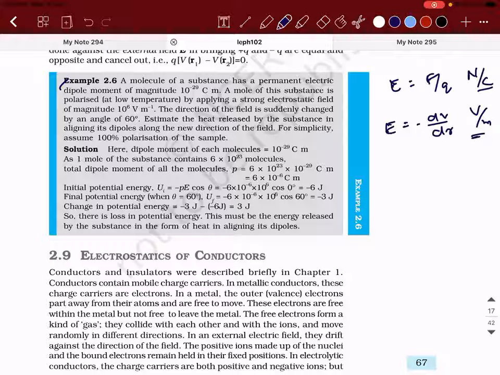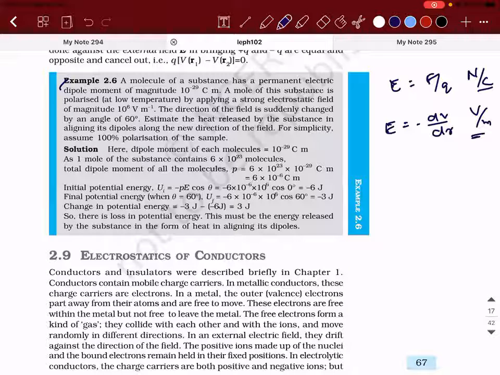For simplicity, assume 100% polarization of the sample. Okay. So let's not worry about polarization in this problem. So they are asking, estimate the heat released. What is the meaning of this? Why is there heat getting released in the first place? Because there is some work being done on the dipole due to the electric field. So when this is happening, it is going to release heat. And that's what they're asking.